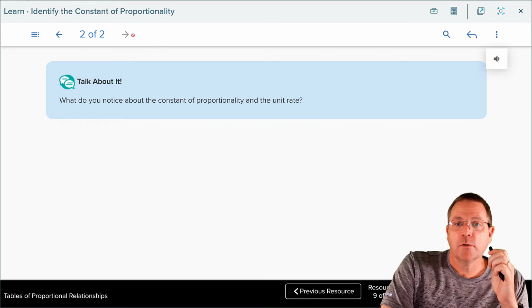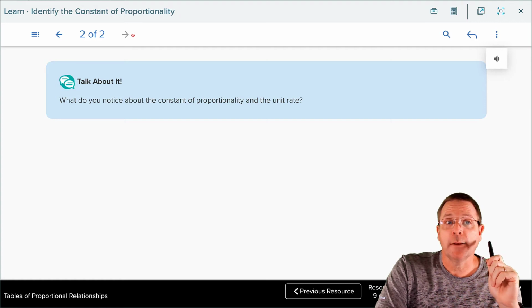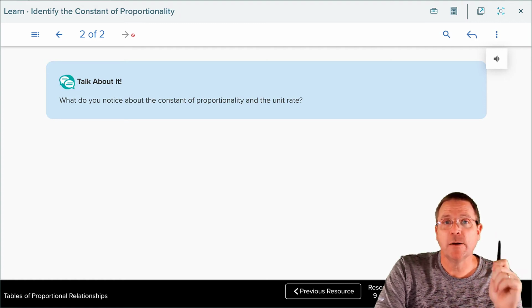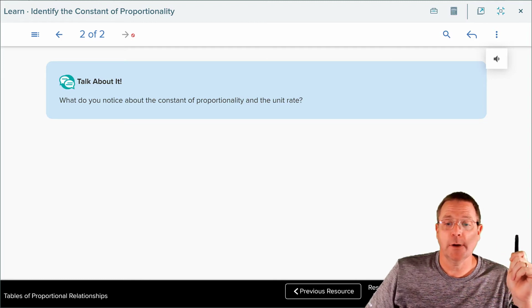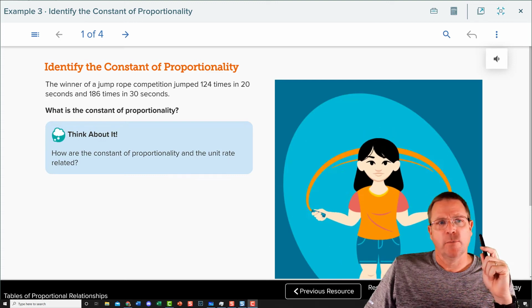What did you notice about the constant of proportionality and the unit rate? Well, they both had 24 in them, didn't they? The numerator in the unit rate is going to be the same as the number in your constant of proportionality. Now let's learn to identify the constant of proportionality.